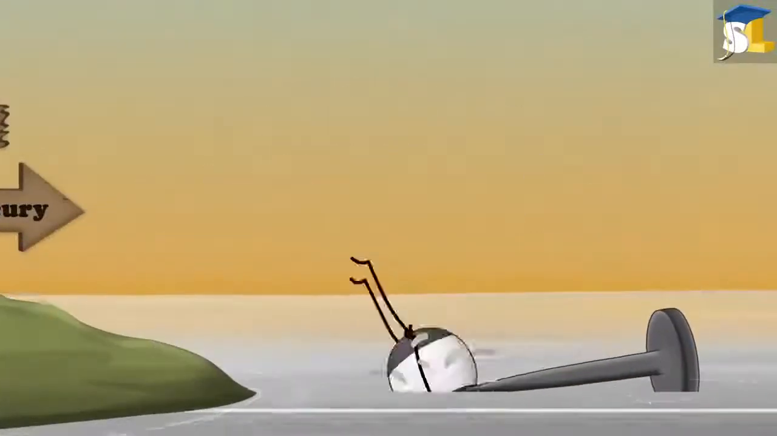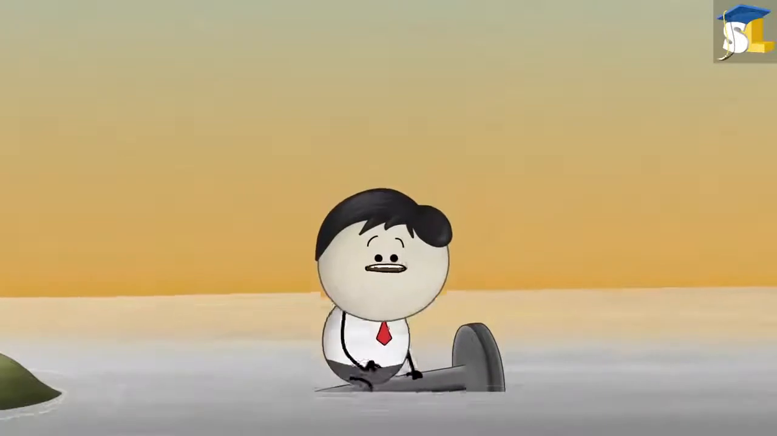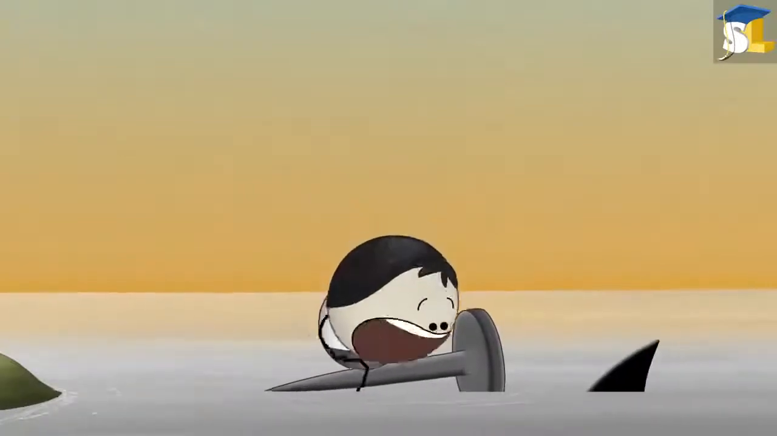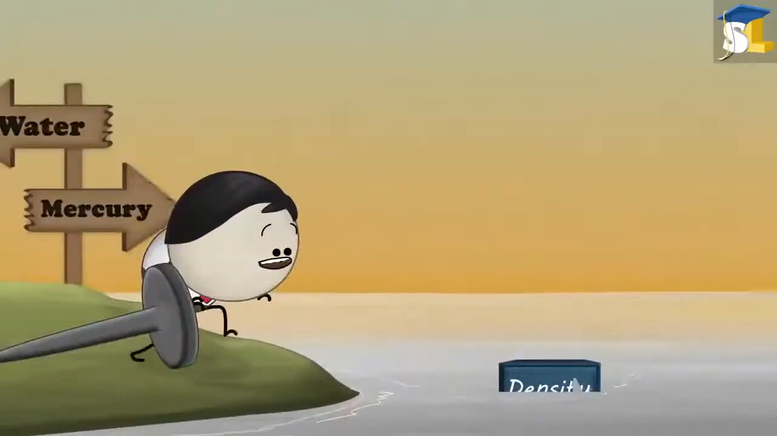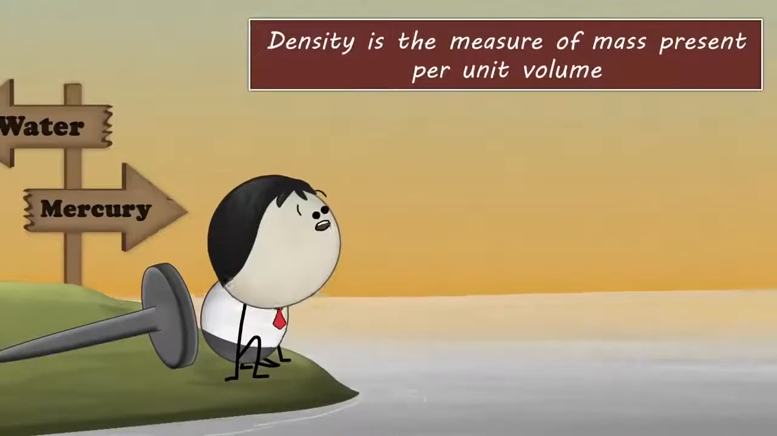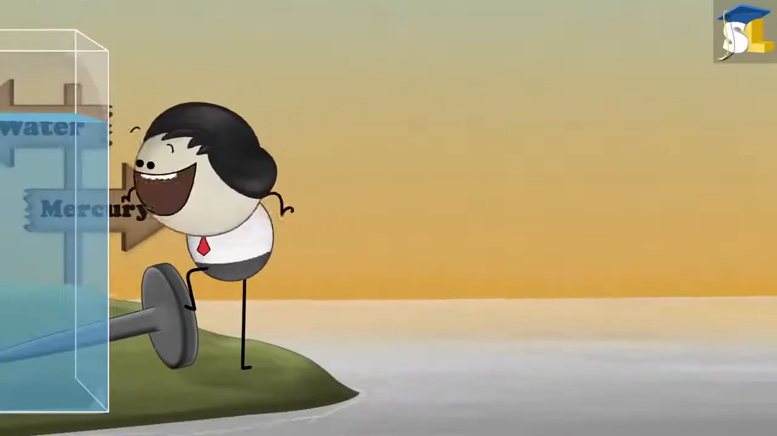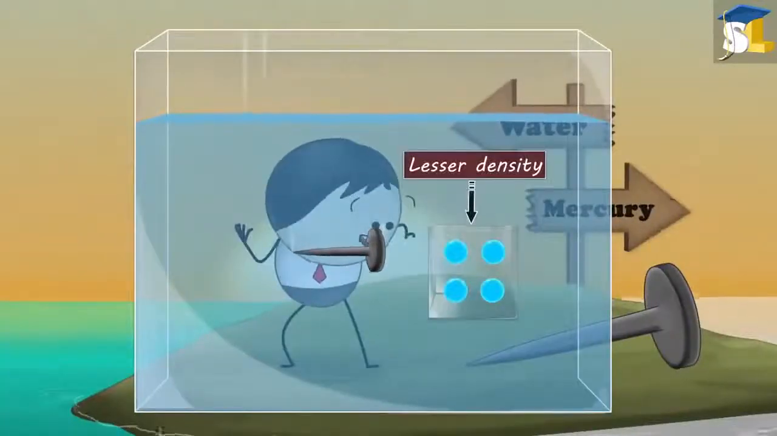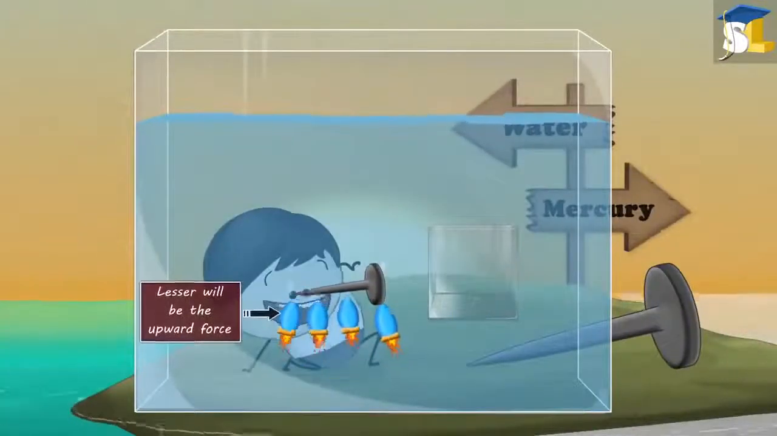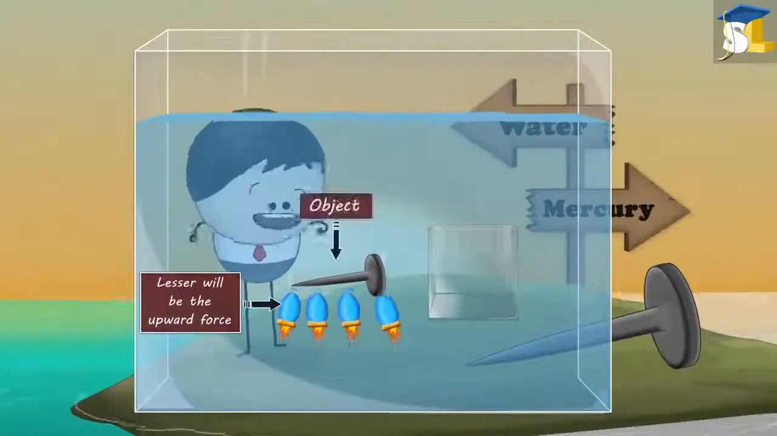Do you know why the iron nail sank in water and floated on mercury? It is because of density. Density is the measure of mass present per unit volume. Lesser the density of the fluid, lesser will be the upward force exerted by the fluid on the object placed in it.